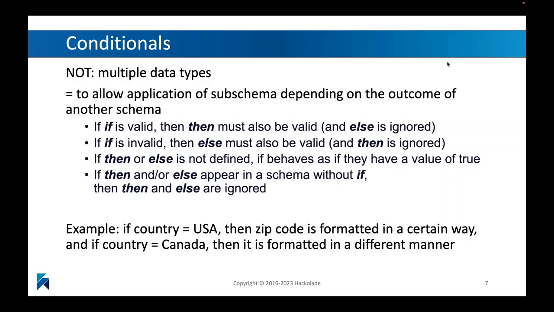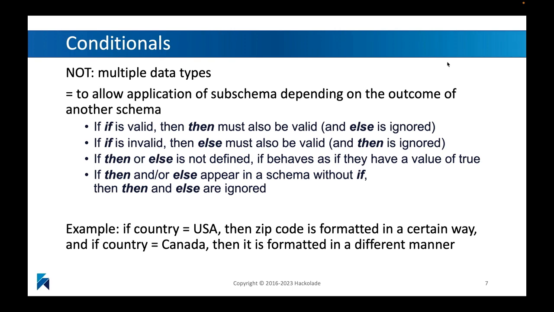fields. Conditional fields are interesting because they allow for the application of a subschema depending on the outcome of another schema, right? They're also interesting because they've been misapplied quite a few times. They are not intended to be used for multiple data types as part of your JSON documents. It's a very different application. Multiple data types can also be implemented, but using different parts of the specification. The conditionals are really these if-then-else statements where you can specify what has to happen if certain conditions are met or not met.